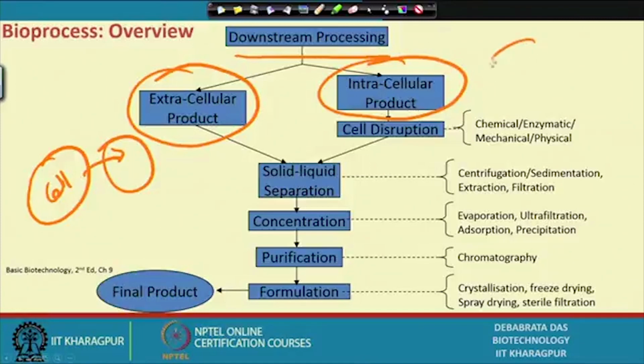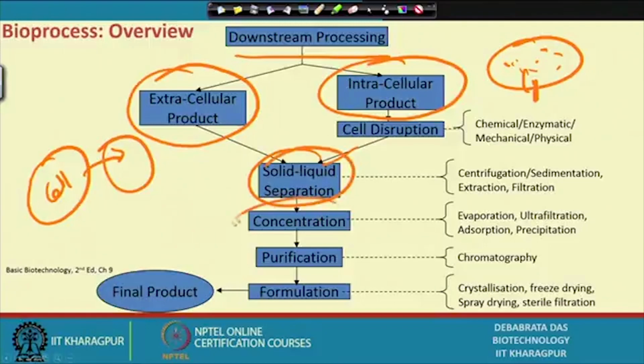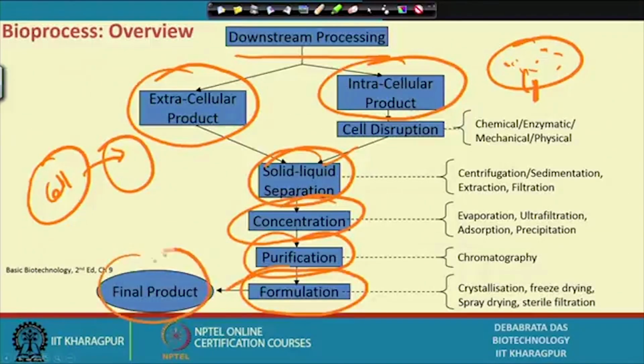But intracellular product is something different, the product is present inside the cell. So we have to break the cell wall so that the product comes out of the cell, and then we can purify the product. This is exactly what has been shown here: the filtrate comes this way and this way, then we have solid liquid separation, we do the concentration, purification, and formulation, and then we have the final products.